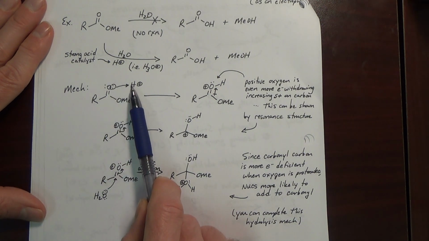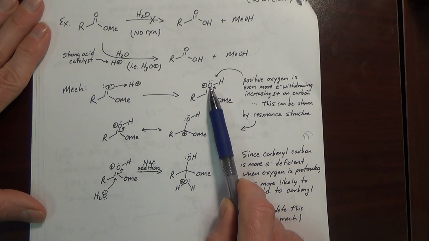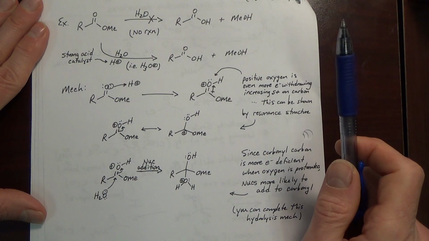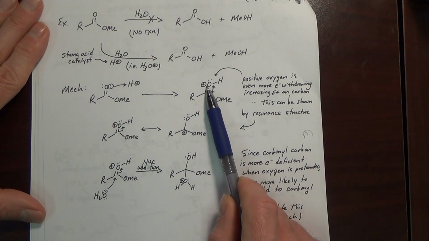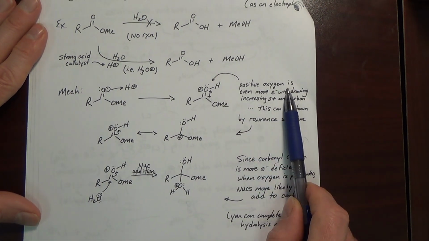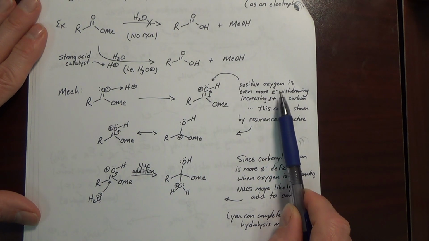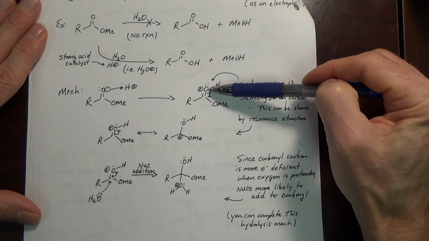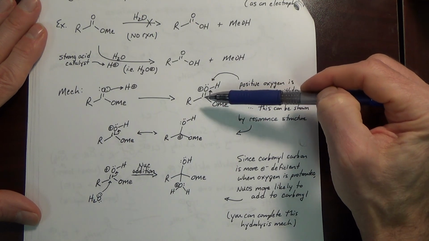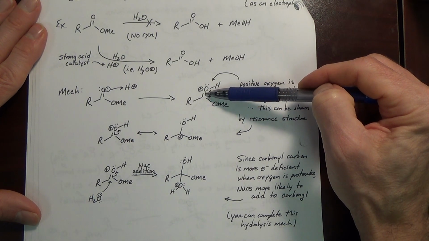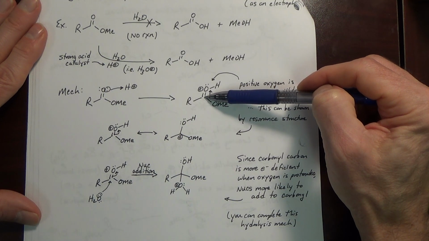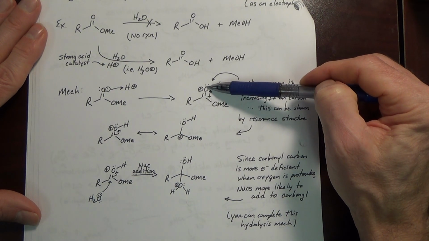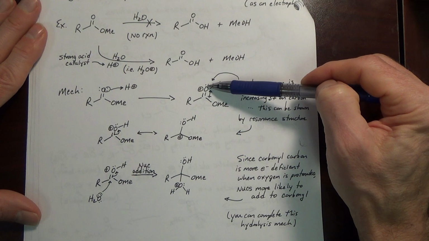Lone pair attacks H. We have oxygen is now bonded to H. We call that protonation of the carbonyl oxygen. That makes the oxygen positive. And the positive oxygen is going to be even more electron withdrawing. We've made it mad. It's like, I need my electrons back. Sorry, carbon. I'm going to take this weakly held pi bond and pull it towards me a good bit more than I normally would.